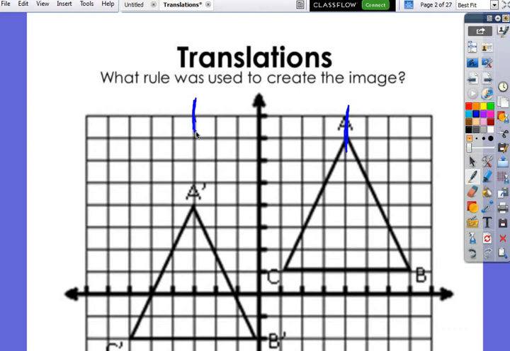That's 7 spaces to the left. That's -7. So that would be x minus 7. Then I say, well, I'm starting here and I'm going down to here. That's y minus 3. So x minus 7 and y minus 3 will be the translation. If you go right or up, those are positive numbers.